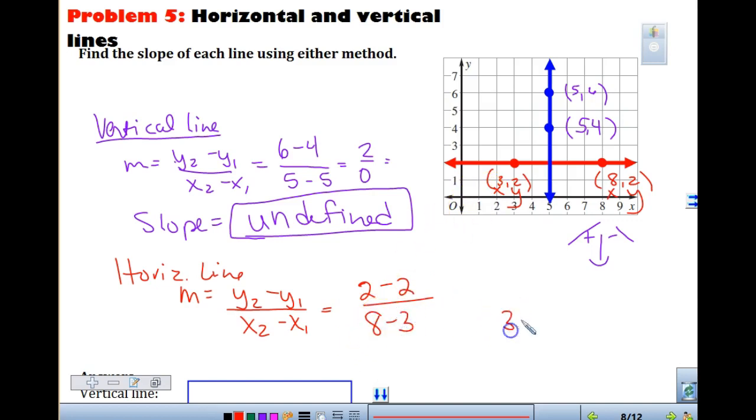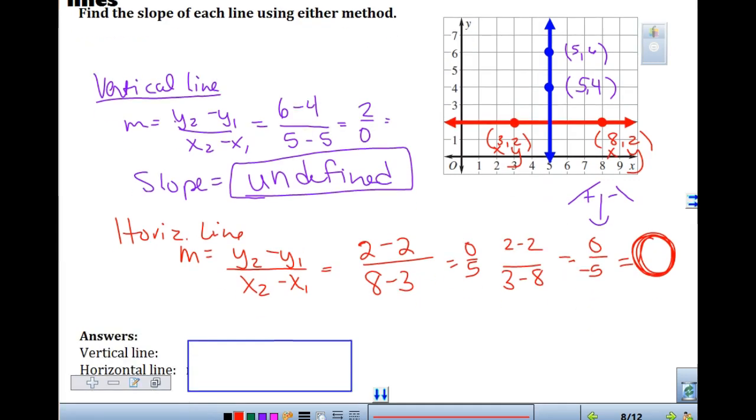Someone said, would it matter if I took 3 minus 8? Yes. Because here I'm going to end up with 0 over 5, and here I'm going to end up with 0 over negative 5. And what happens with 0 divided by any number? It is zero. We just got undefined, people. A number divided by zero is undefined. So, you do need to memorize and know the difference between taking 0 and dividing it by any number and getting 0, and then taking a number and dividing it by 0.